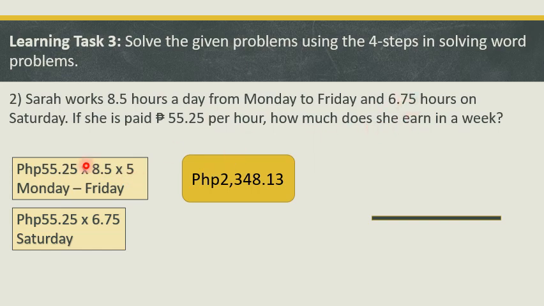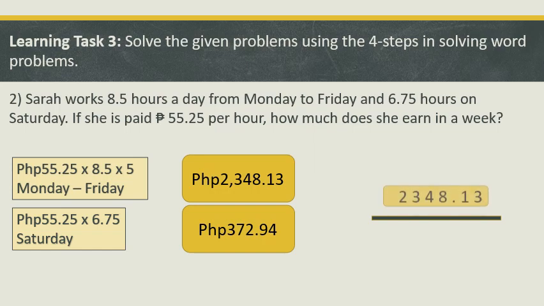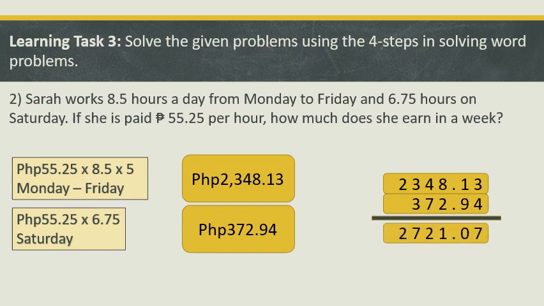Then, sa Saturday daw, isang araw lang naman ng Saturday. So, 6 and 75 hundredths hours ang trabaho niya sa Saturday. So, yun po ay multiply nyo rin sa regular rate. So, ang makukuha niyo dyan is 372 pesos and 94 centavos. So, ang uling gagawin dyan sa dalawang yan, ipag-a-add lang po natin. And ang makukuha po natin is 2,721 pesos and 7 centavos.